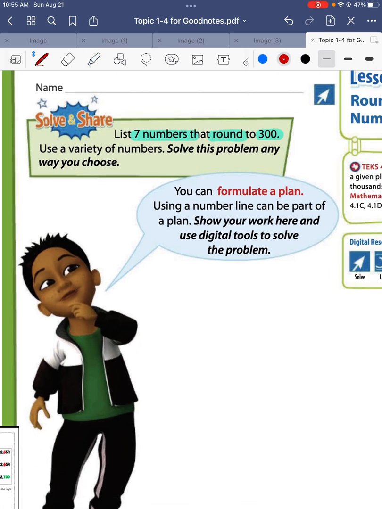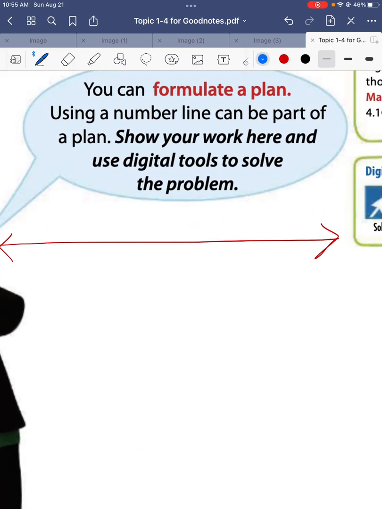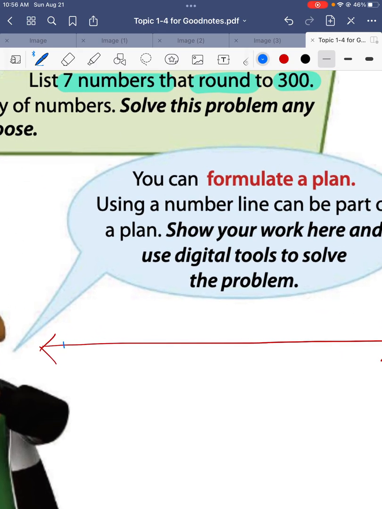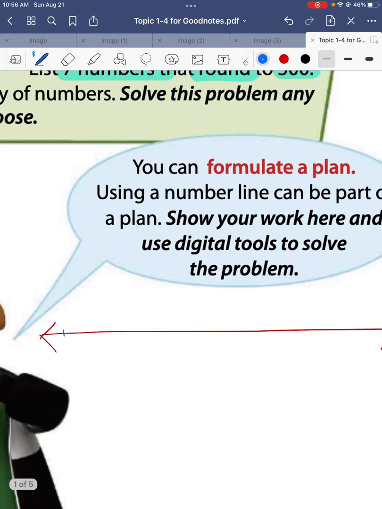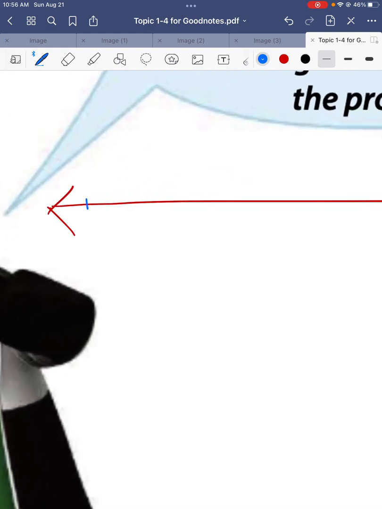Okay, so I'm just going to make a number line. Let's see, where can I do this? I guess I'll just do it here. I'll make a number line, and I'm going to number it. I'm going to start at 250 because it says to list 7 numbers that round to 300. When I think of 300, I think of 3, and 2 and 3 are next to each other on a number line. It's like 1, 2, 3. So I'm going to start at 250. I'm going to go by 5s.